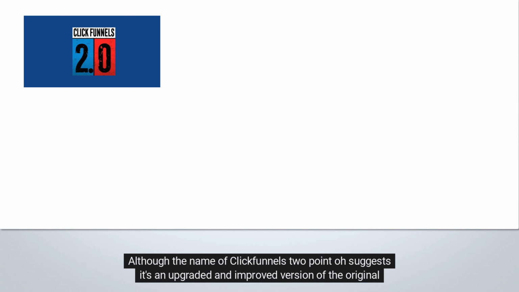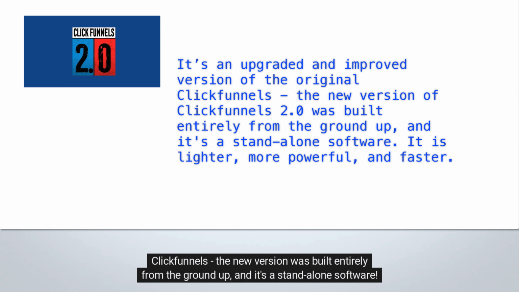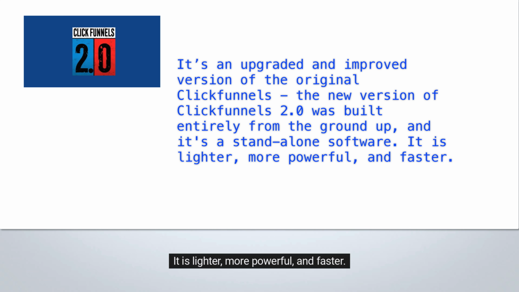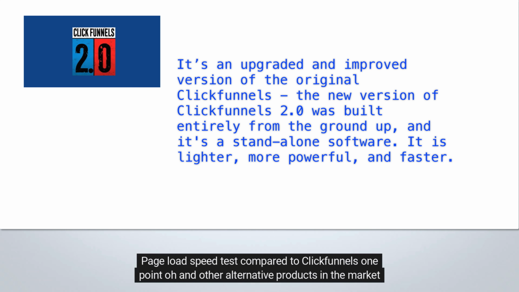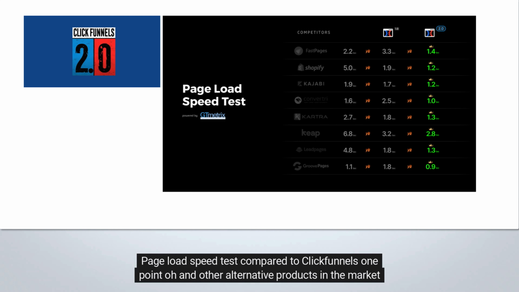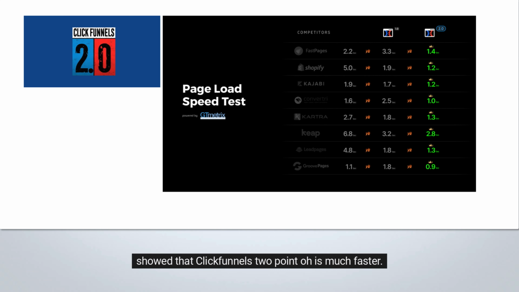Although the name of ClickFunnels 2.0 suggests it's an upgraded and improved version of the original ClickFunnels, the new version was built entirely from the ground up, and it's a standalone software. It is lighter, more powerful, and faster. Page load speed tests compared to ClickFunnels 1.0 and other alternative products in the market showed that ClickFunnels 2.0 is much faster. This is, of course, an advantage you can have over your competition.